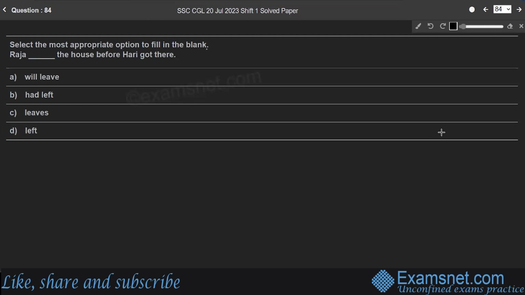Question 84. Select the most appropriate option to fill in the blank. Raja dashed the house before Hari got there. Here the options are will leave, had left, leaves and left. Here students, in the given sentence we have two parts. One is the second action, before that the first action takes place. So the first action began earlier than the second action. Before Hari got there is in past tense. The second action is in past tense.